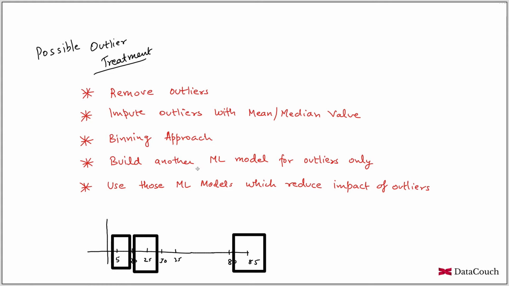Another way to handle outliers is to build a separate machine learning model for the outliers. Usually in machine learning we focus on the majority of the data, but if there are some extreme values, we can build a separate model to take care of outliers. Another possibility is to use machine learning models like lasso regression or ridge regression. They help in reducing the impact of outliers. So if you have a few outliers in your data and you want to reduce their impact, you may consider going for those approaches.